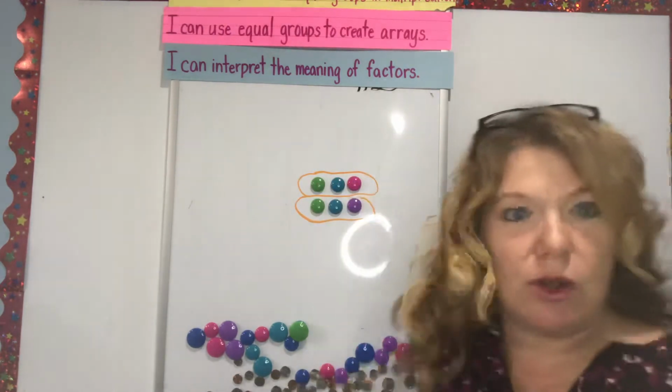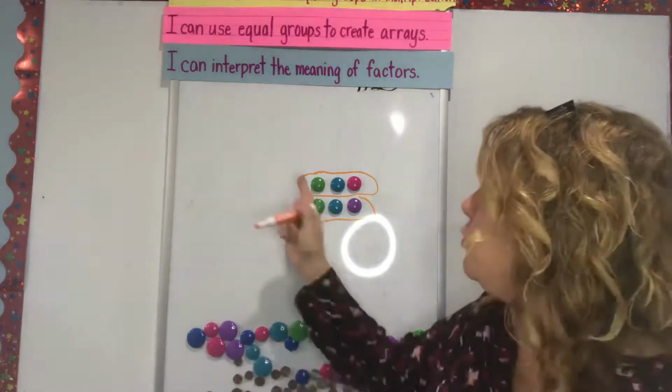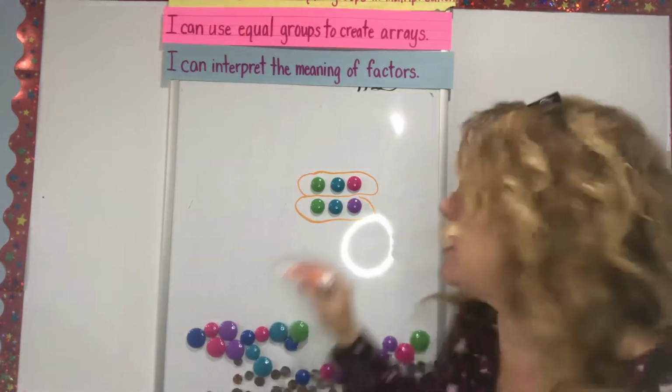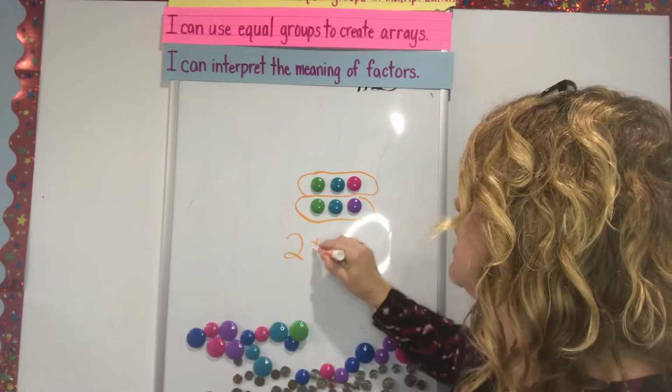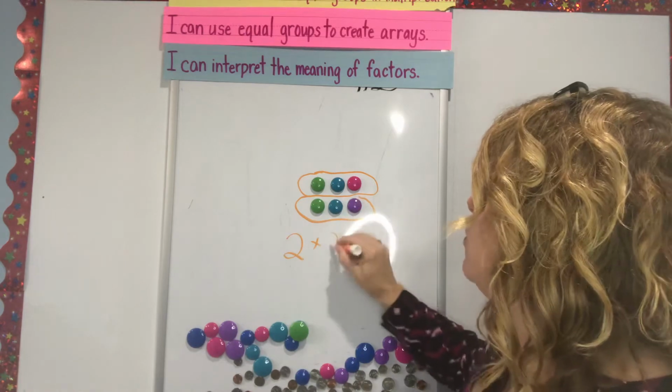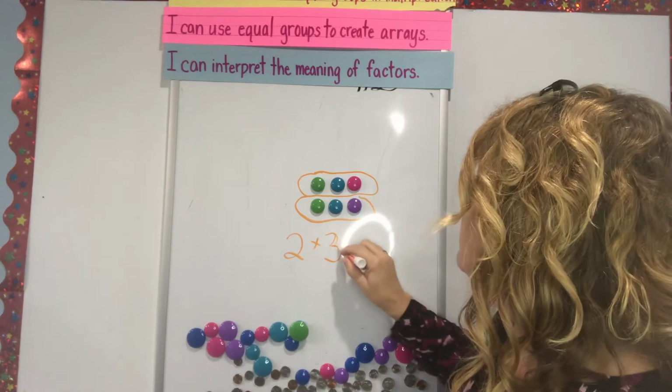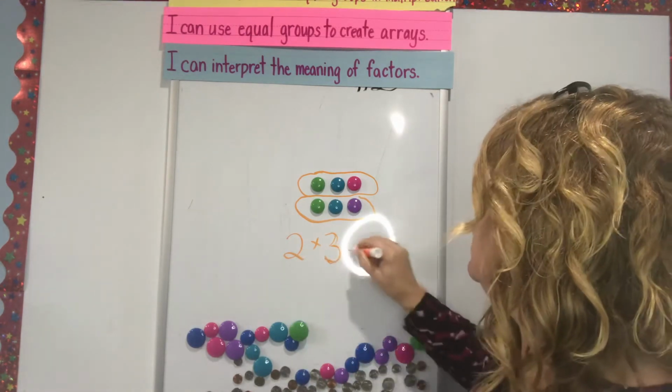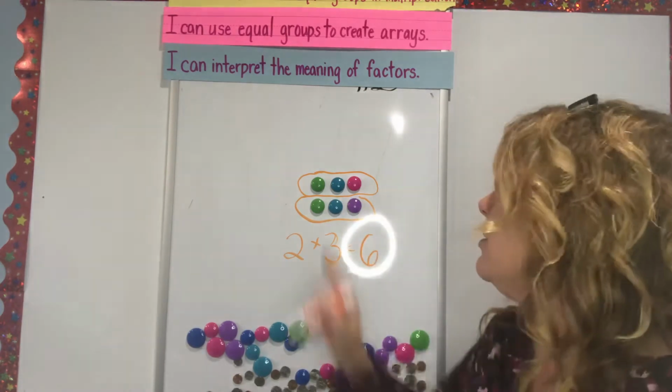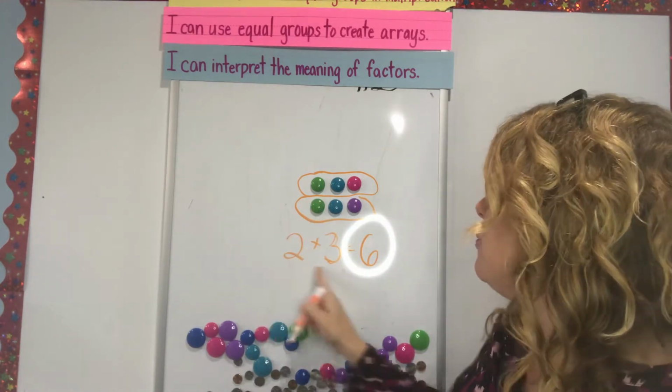We have how many rows? 2. 1, 2. 2 rows, so that's our first number, times 1, 2, 3 in each row. So this problem is 2 times 3 equals 6. This is an array. This is your problem.